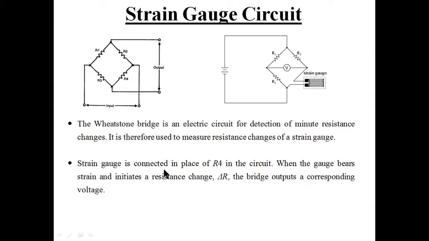The strain gauge is connected in the place of R4 in this circuit. Here you can see R1, R2, R3 and R4. When the gauge bears strain, it initiates a resistance change delta R, and the bridge output is a corresponding voltage.